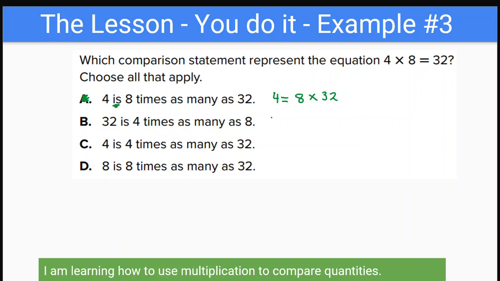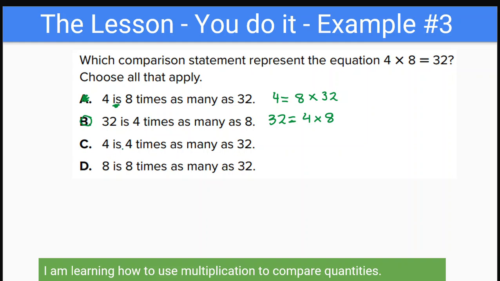Let's try this one. 32 is 4 times as many as 8. Fine, 4 times, just like it says, as many as 8. Is that true? Is 32 equal to 4 times 8? Yeah, that one is true. Now, they didn't write it in the same order as they did up here, but at least it's true, right? Okay, so we'll take that one.